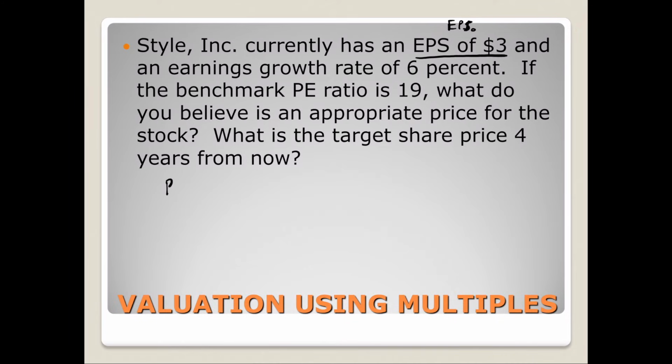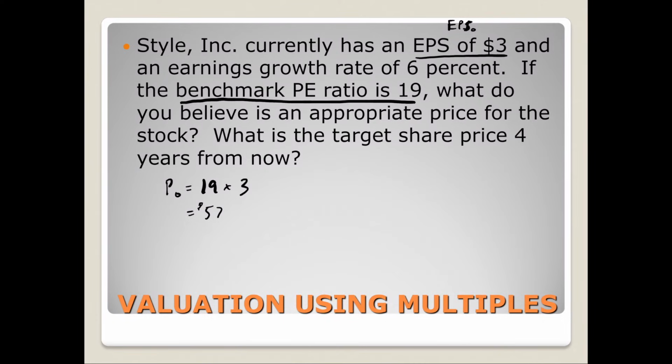So the price at time period 0 using valuation using multiples is your benchmark PE ratio, which is 19, multiplied by your earnings per share for that particular period. Earnings per share in time period 0 is 3, so what we would get is a current price of $57.